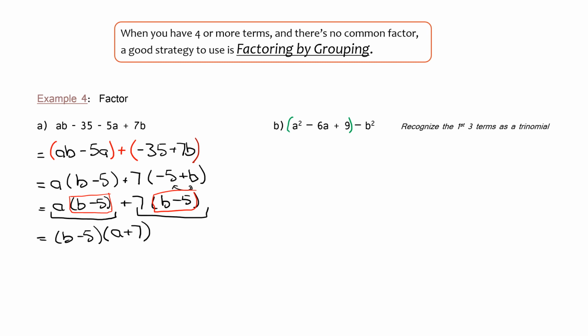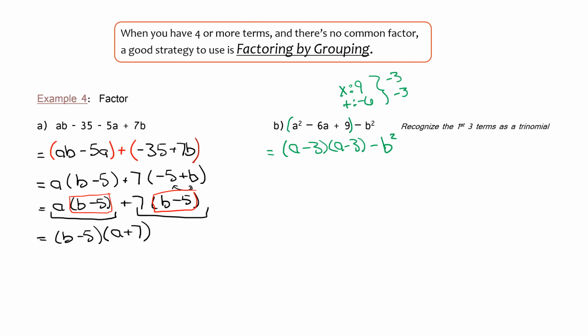The first 3 terms are an easy trinomial. So that's sum and product. I need 2 numbers that multiply together to give me 9. They also have to add or subtract to give me negative 6. So what does that? Well, a 3 and a 3 will multiply to 9 and give me 6. But I need them to add to a negative 6. So they both need to be negative, because negative 3 times negative 3 is positive 9. So this factors to a minus 3 times a minus 3, and then I have my minus b squared here.